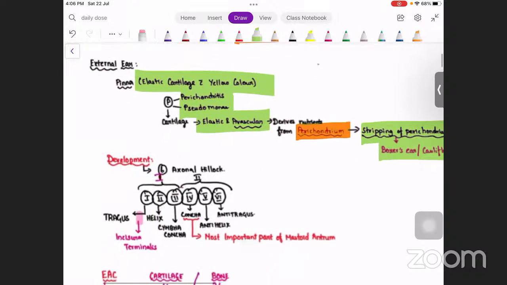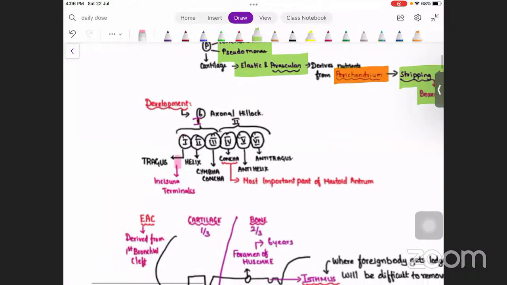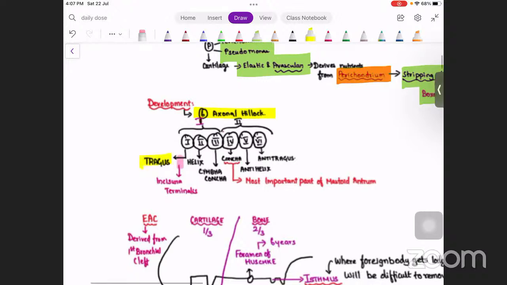Then you have the development. Speaking about the development, you have 6 auricular hillocks, where pharyngeal arches 1 and 2 will be the derivatives. So we are having 6 auricular hillocks, hillock 1, 2, 3, 4, 5, and 6. Among that, the first one is called the tragus. The second one is called the helix. The third one is the crus of helix, the fourth one is the concha, the fifth one is the anti-helix, and the sixth one is the anti-tragus.